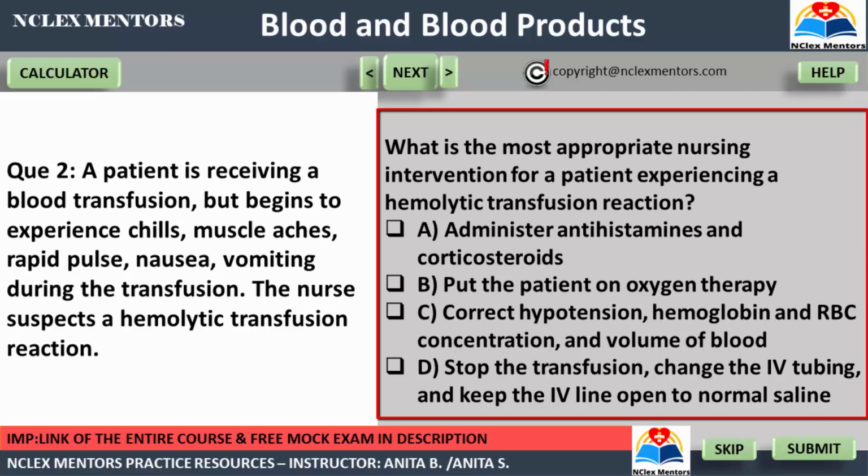The options given for this question on the screen are Option A, administer antihistamines and corticosteroids. Option B, put the patient on oxygen therapy. Option C, correct hypotension, hemoglobin and RBC concentration and volume of blood. Option D, stop the transfusion, change the IV tubing, and keep the IV line open to normal saline.